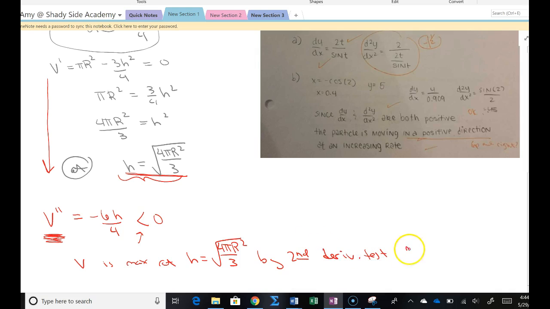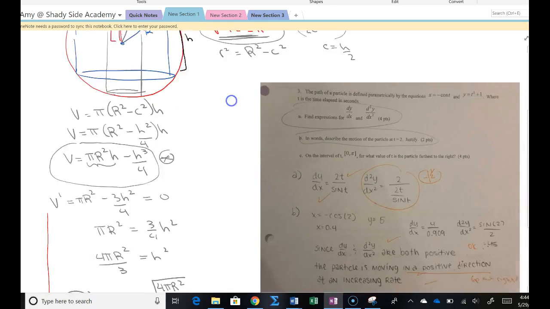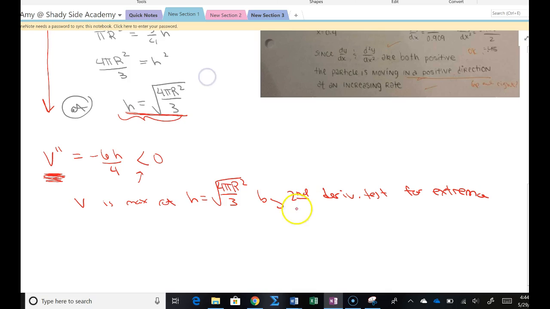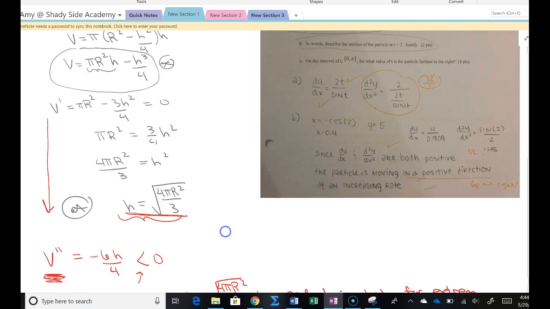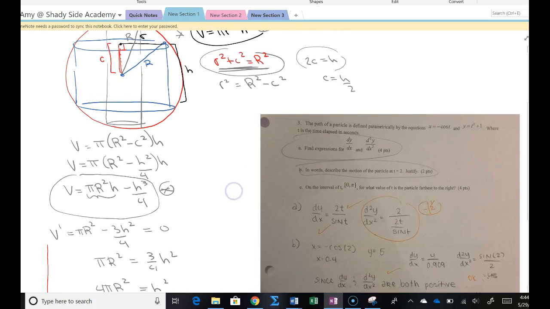And then I'm going to go back and make sure that I answered the question appropriately. Let's see. Did it say, oh, find the dimensions? Okay, well, I found h. I need to know what r is. Let's see. What's the relationship between h and r? h and r right here. So h is that.